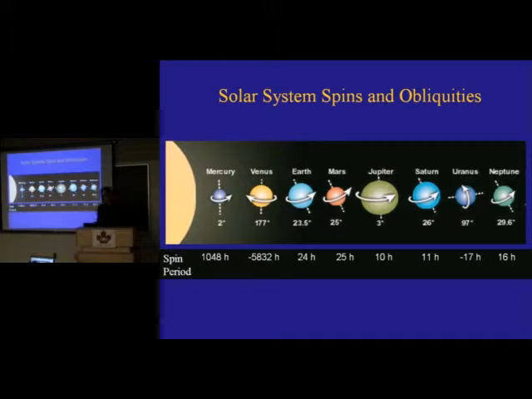However, the standard formation models, at least for the terrestrial planets, would predict that the obliquities and spin directions should be random.